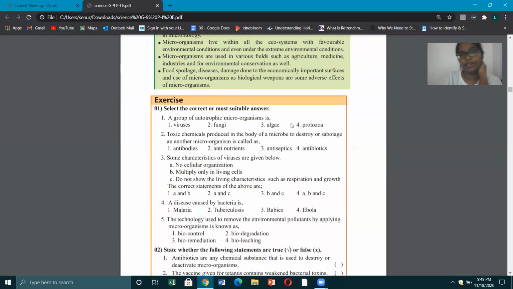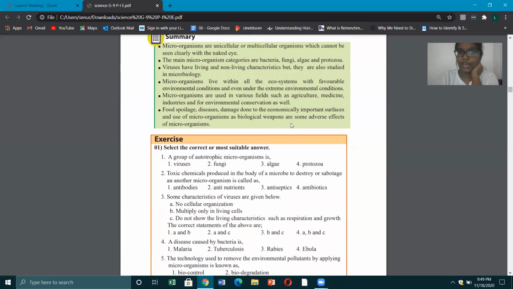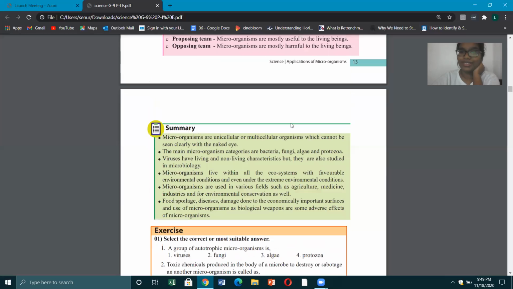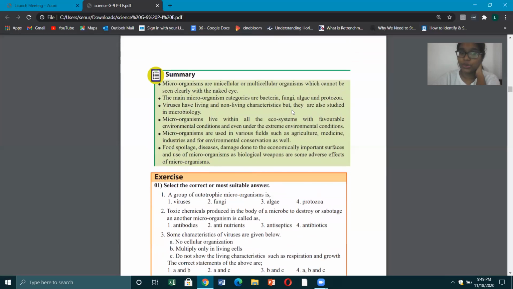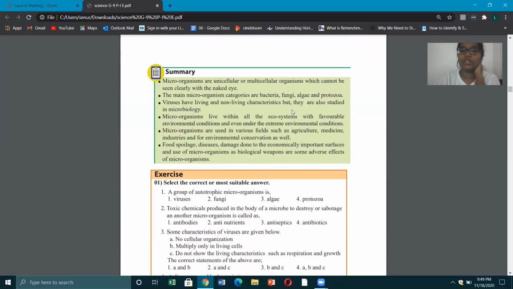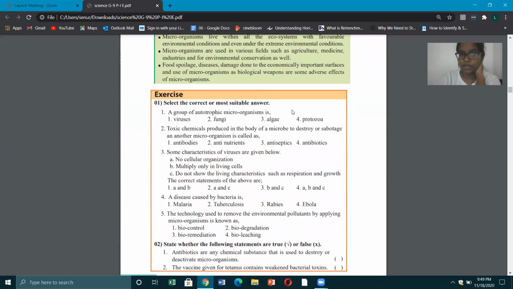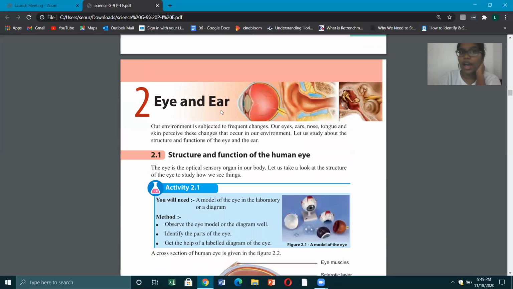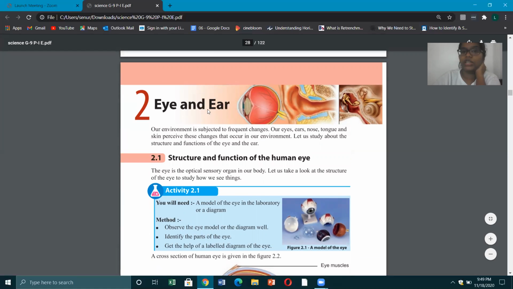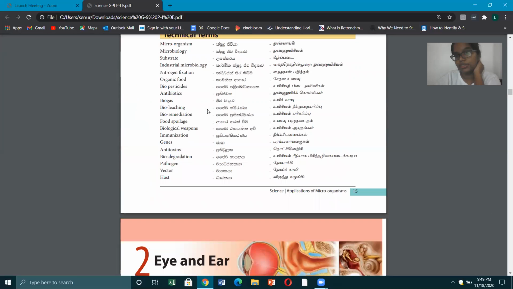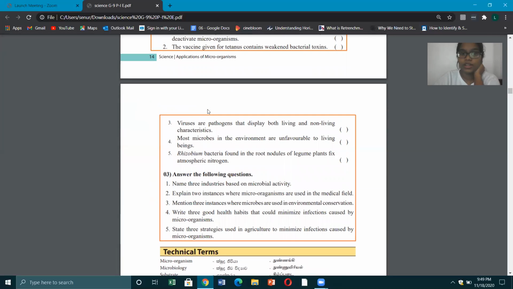I really do wish I could meet y'all in person and teach you this lesson, but with the prevailing situation, we are unable to do it. So children, next week I'll be doing the second lesson, which is eye and ear. It will be a very interesting and important lesson, because these are two main organs that we have. We are going to learn about the structure, the function, the diseases, and everything related to that.